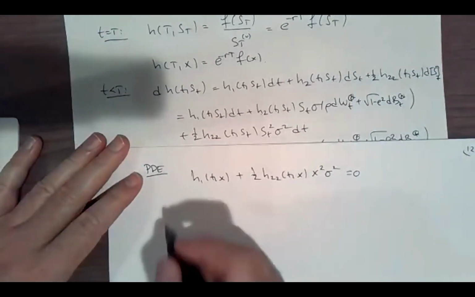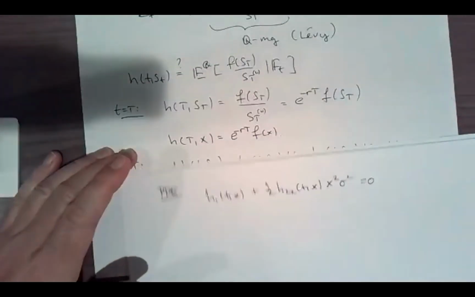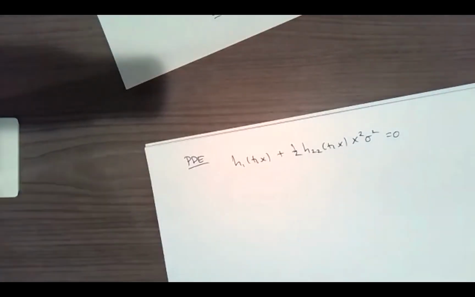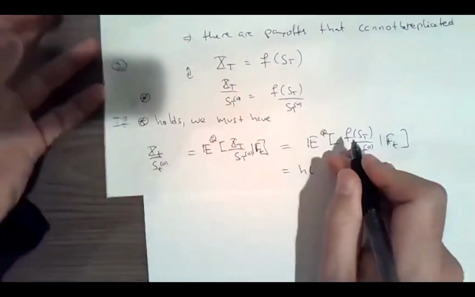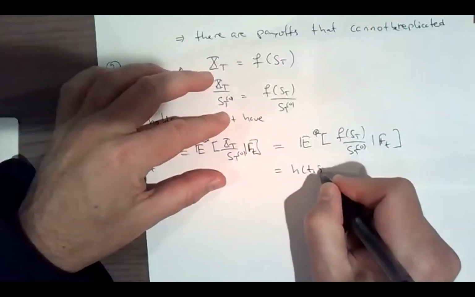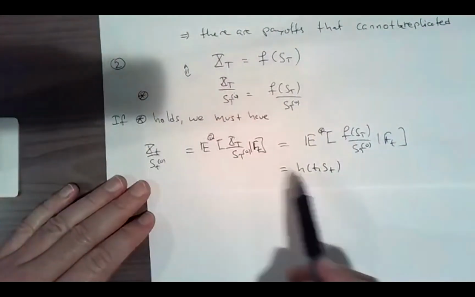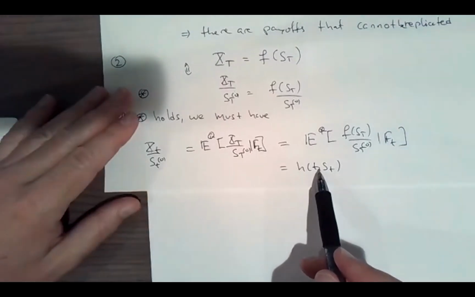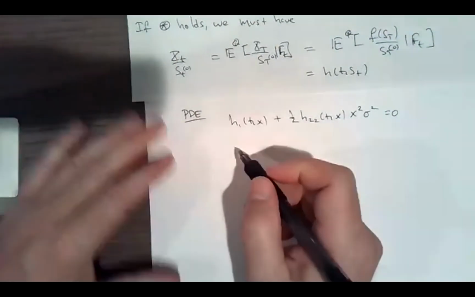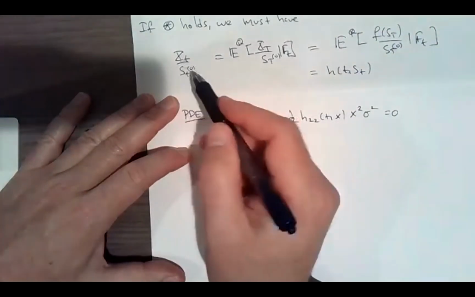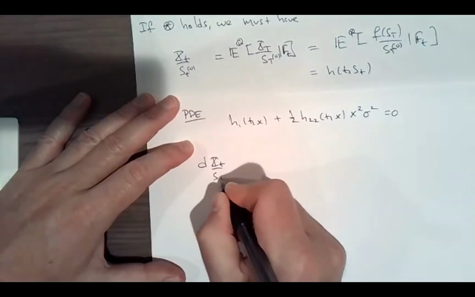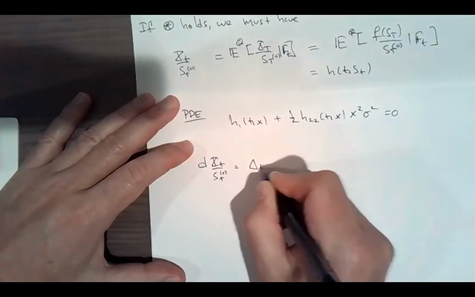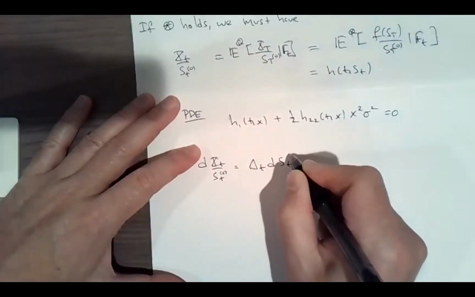So if I do this, I'm going to get my wealth. Here's what I have, called h of t, St. So my discounted wealth is equal to this. Okay, so how do I get my investment strategy? Well, I compute the dynamics of my wealth process, discounted. So I know that the dynamics of the discounted wealth is going to be my holdings times the discounted stock.